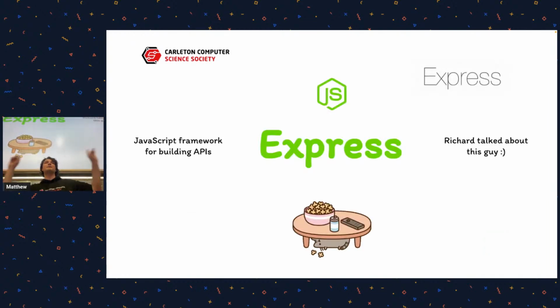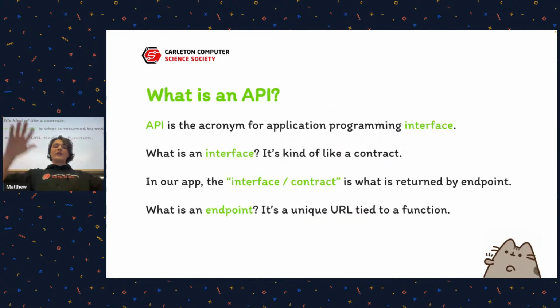The next thing I'm going to briefly talk about is Express. Richard already talked about this a bunch in the last presentation, but Express is a JavaScript framework for building APIs. So what is an API? I'm just going to talk about it just in case. API is the acronym for application programming interface.